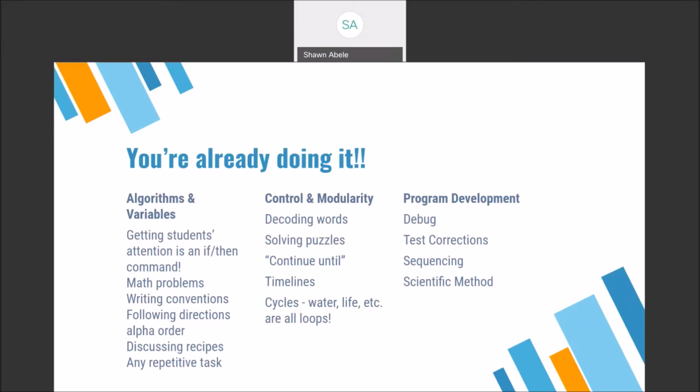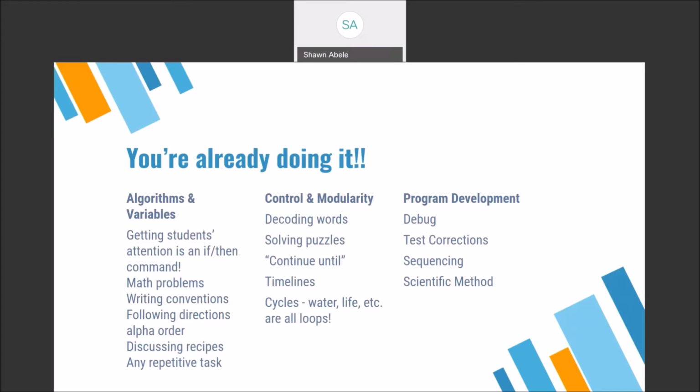Working on math problems, writing conventions. So when you have to put a capital letter and a period, a little bit of space in between everything, these are all things that follow a specific order. And if not done properly, then people can't read your writing. Same thing happens in computer science. It's done a very specific way, and if you don't give all the directions, then it's not necessarily going to work.